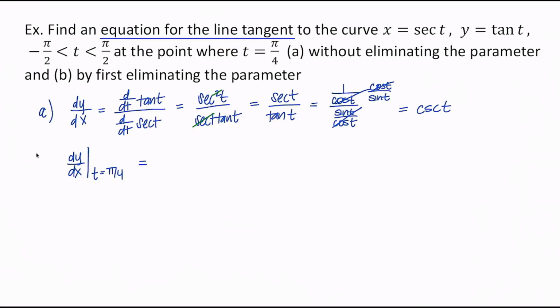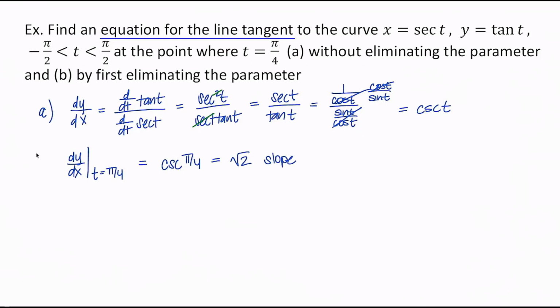I want dy dx at t equals pi over 4. So I want cosecant of pi over 4, and that's 1 over sine of pi over 4. That's 1 over radical 2, so it's just radical 2. I'm going to skip the trig here. So that is just radical 2. This is the slope.